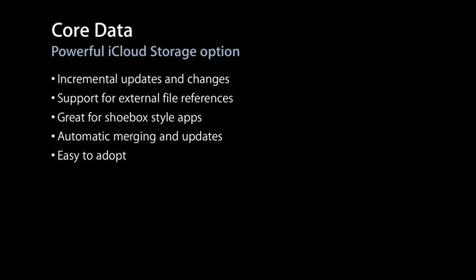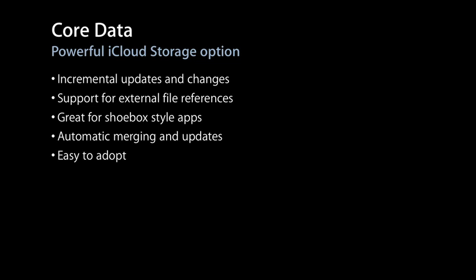In fact, on the iCloud side, it really is a powerful option for you to take advantage of. Core data allows you to pick up incremental updates and changes to all the information as it comes over from iCloud. You also have support for external file references, so you can take things like images, movies, sounds, and store them outside of your database while still integrating directly with iCloud.